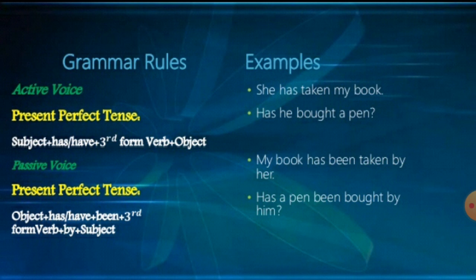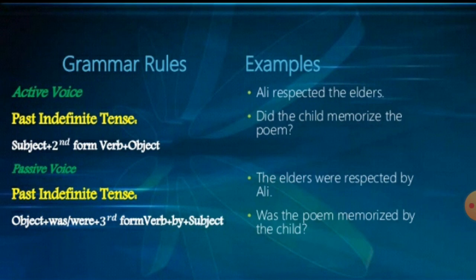We'll see the second example. Has he bought a pen? Again an interrogative sentence. Has a pen been bought by him? Now if we have a plural form, take for example the question: has he bought pens? Then the answer would be: have pens been bought by him? So has or have depending on the number of the subject.